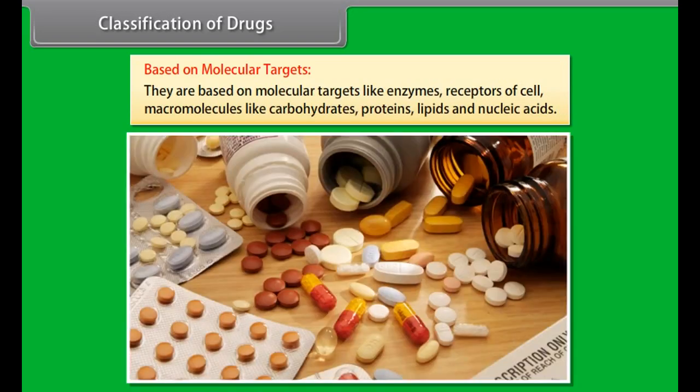Based on molecular targets. They are based on molecular targets like enzymes, receptors of cells, and macromolecules like carbohydrates, proteins, lipids, and nucleic acids. Drug designing. There are two main considerations for designing a drug: drug target and drug metabolism.